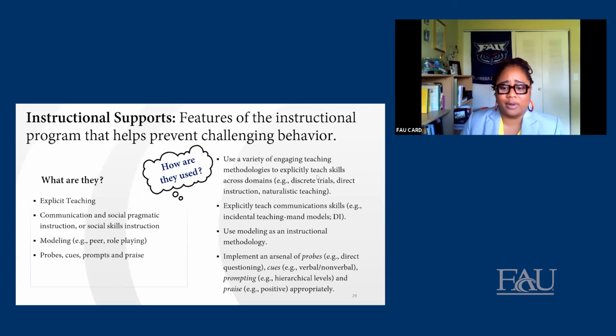And then last, we want to make sure we're using an arsenal of probes, such as direct questioning, cues, such as verbal and nonverbal cues, prompting by going through a hierarchical level of prompting from least to most or most to least, depending on what it is that we're teaching, and then using positive praise as much as possible, right? Positive, specific praise, I should emphasize. Positive and specific, so you don't want to inadvertently praise the wrong activity or behavior. So positive and specific praise, please.